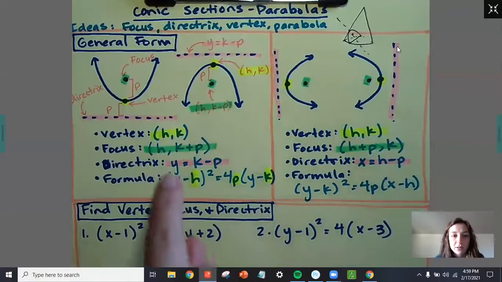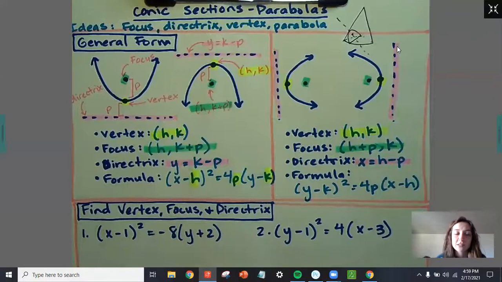And in the next video, we're going to be using all of these equations to figure out the vertex, the focus, the directrix for our parabola.